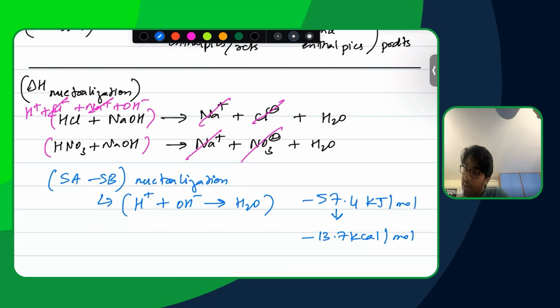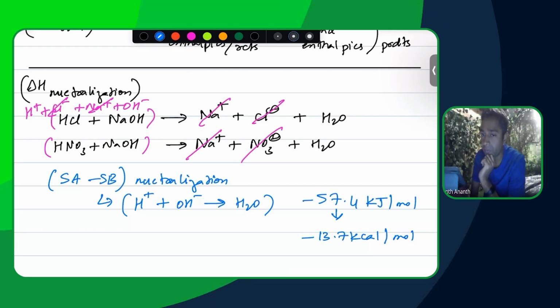If I ask for the enthalpy of neutralization of H2SO4, will that change again? It is a strong acid, but it provides 2 H plus, correct? What will that value be then? It will be double this value.